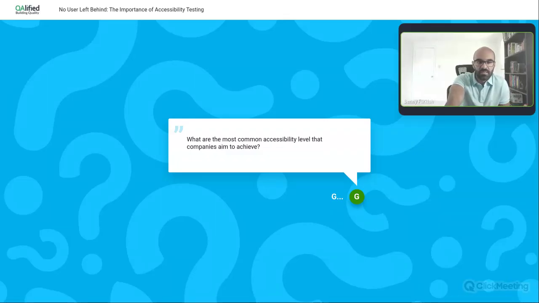What are the most common accessibility levels that companies aim to achieve? Gaston, that's a great question. I would say A and double A based on my experience.